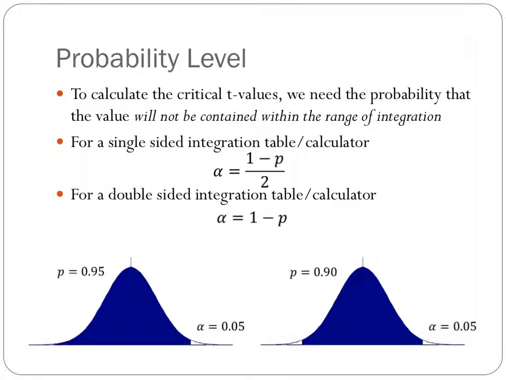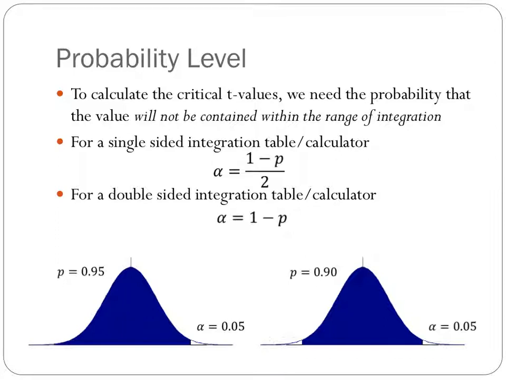Critical t-value tables and calculators are based upon the probability that the value that we desire will not be contained within the range of integration. So therefore, all of the tables and calculators are going to be specifying this alpha level, not the desired probability level.